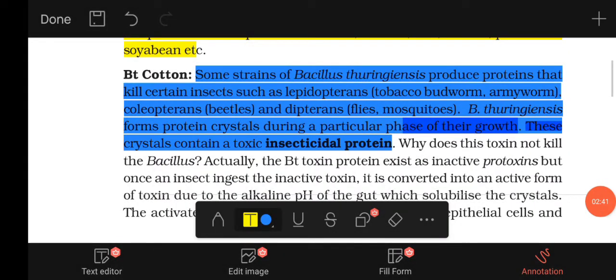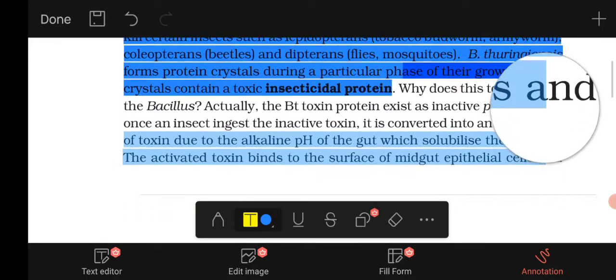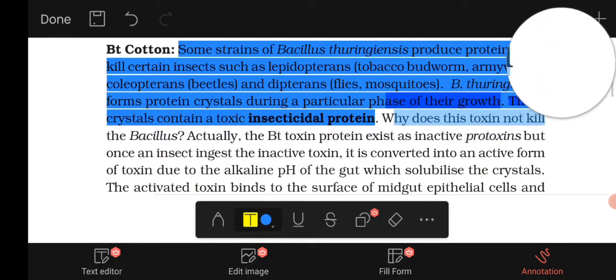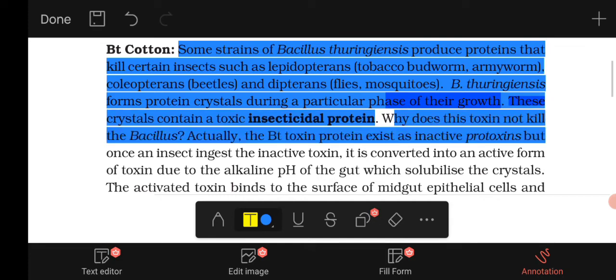I hope you are marking on your NCERT book at the same time, because these points are very important and they might come for boards or even for NEET. First we'll look at this question: why does this toxin not kill the Bacillus, the bacteria which produces this toxin?